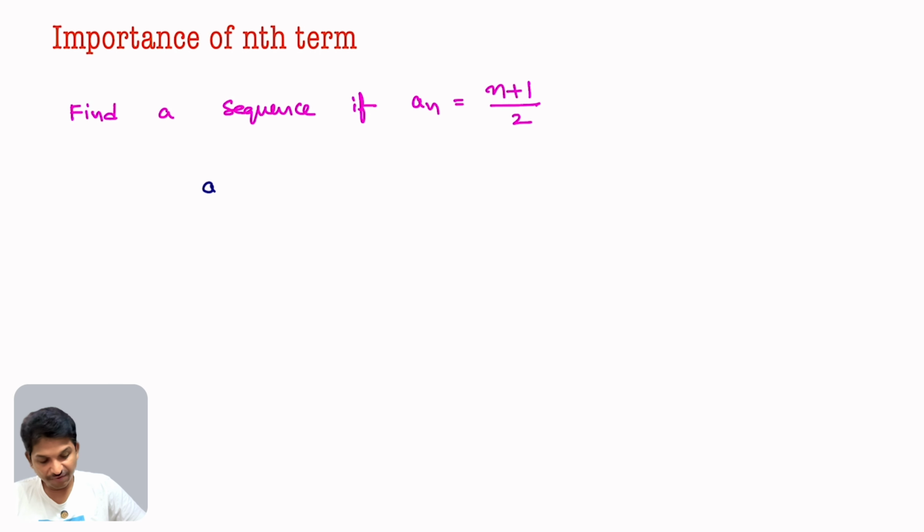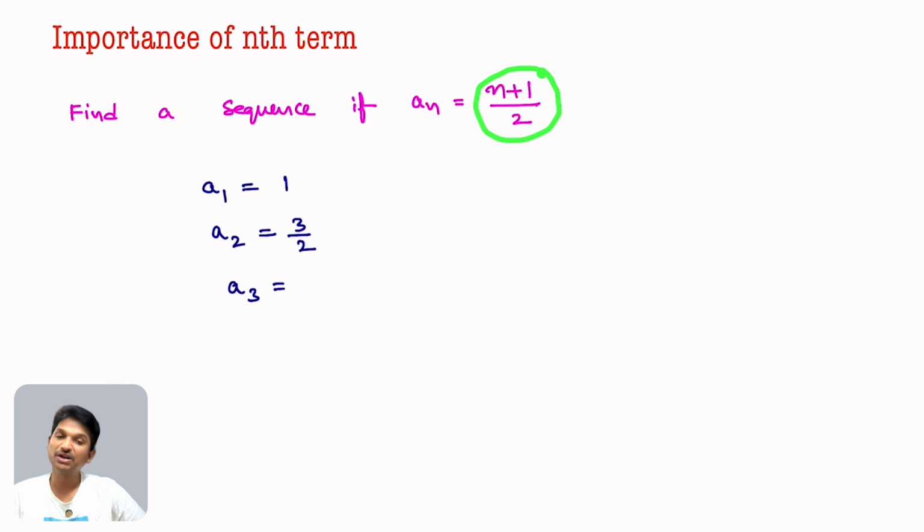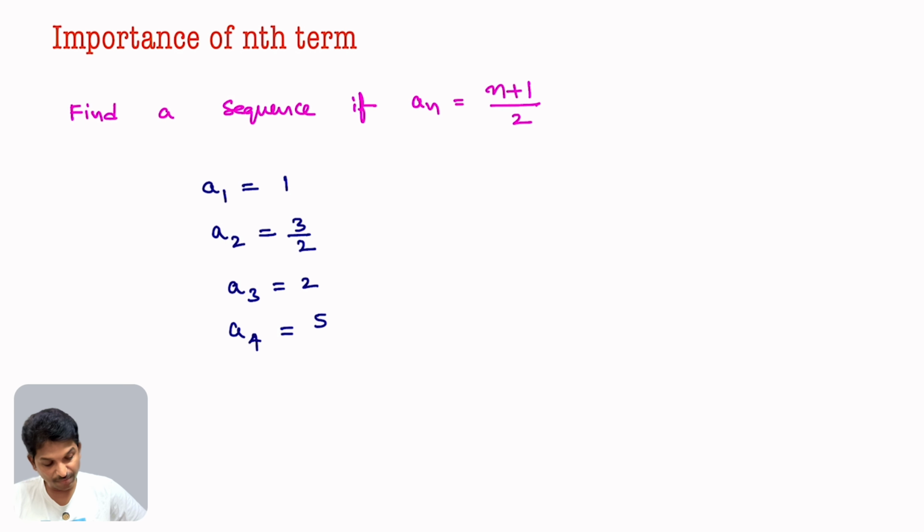If you want the first term, in place of n we put n equal to 1 here. What will you get? 1 plus 1, 2 by 2, that is 1. You put n equal to 2, in place of n you write 2, 2 plus 1, that is 3 by 2. Okay, you put n equal to 3, 3 plus 1, 4. 4 by 2 is 2, right? Like that, if you put n equal to 4, 4 plus 1, 5 by 2.